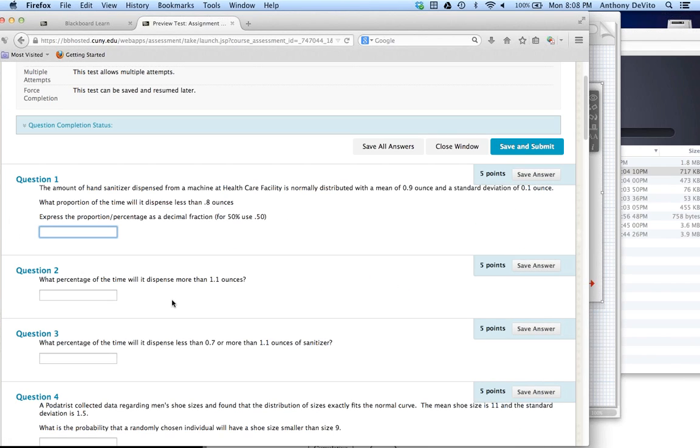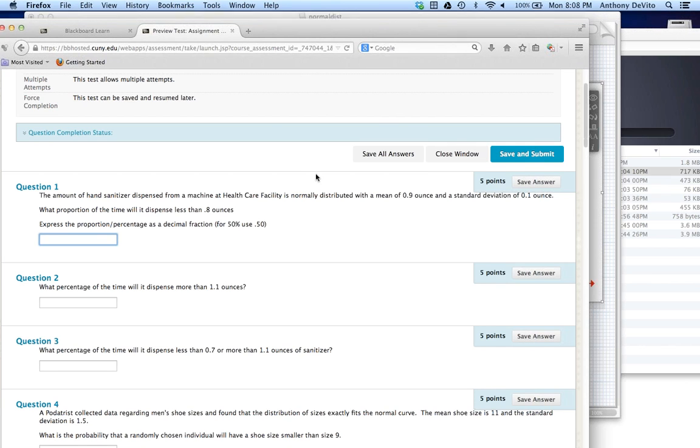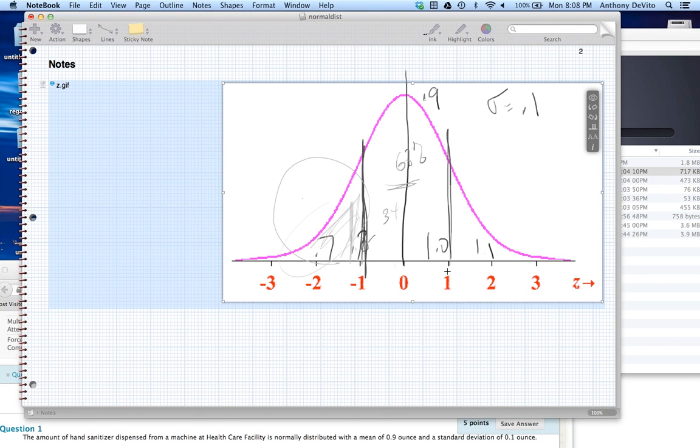Here it is. Okay, what's the percentage of the time it will dispense more than 1.1 ounces? Well, this is 1.1 ounces here, right? The percentage of the time it will dispense more than 1.1. Well, that's two standard deviations above the mean. We know minus two standard deviations to plus two standard deviations represents 95% of the distribution. So this area combined with this area, which are the same because they're symmetrical, would add up to 5%. So you get your own opportunity to figure out what's in there.